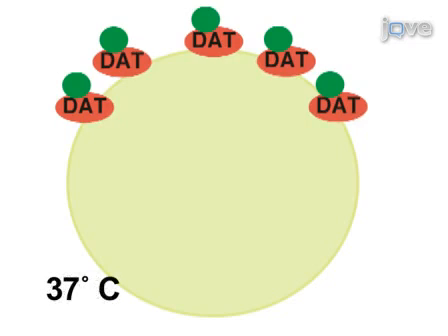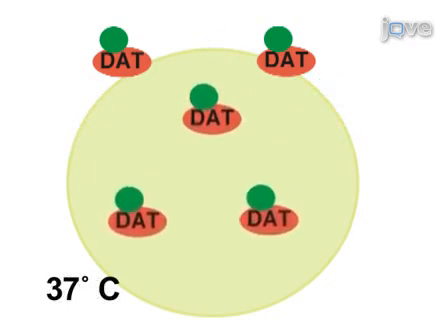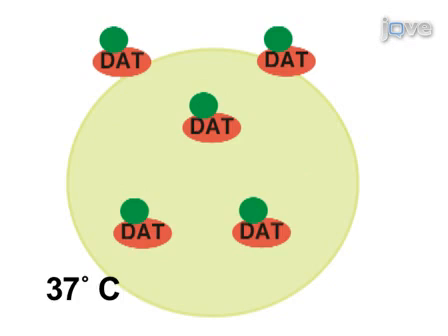Next, cells are warmed to 37 degrees Celsius to permit endocytosis of surface proteins. Cells are then returned to 4 degrees Celsius to stop membrane trafficking, and residual surface biotin is stripped using a reducing agent that cleaves the disulfide bond.